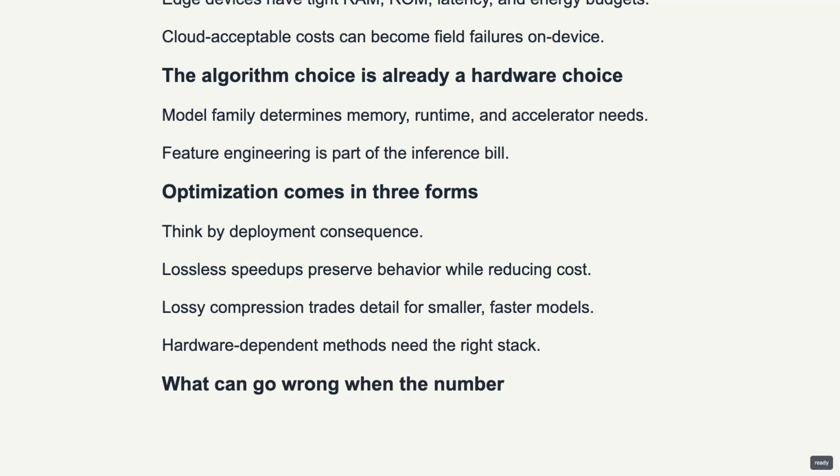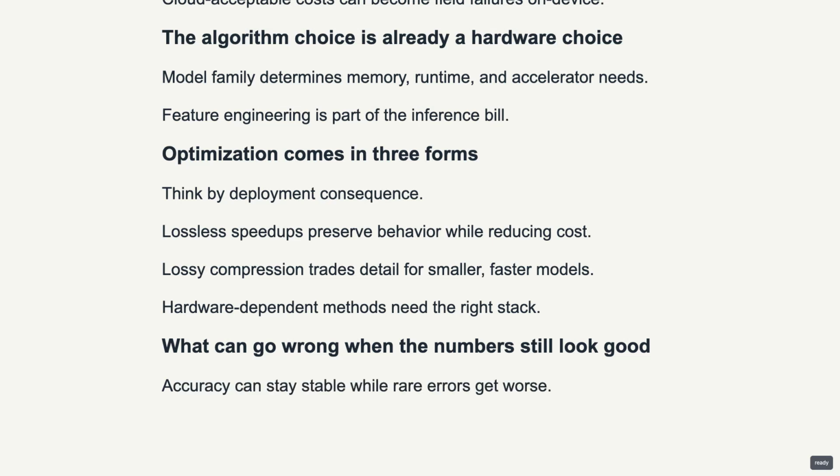The risky part is that headline metrics can hide the real change. A model may keep a strong average score while becoming worse on the cases that matter most. Compression can preserve overall accuracy and still damage the error pattern underneath it. That often shows up as weaker rare event detection, worse borderline decisions, or uneven performance across locations and groups.